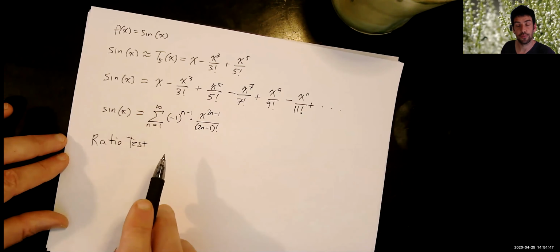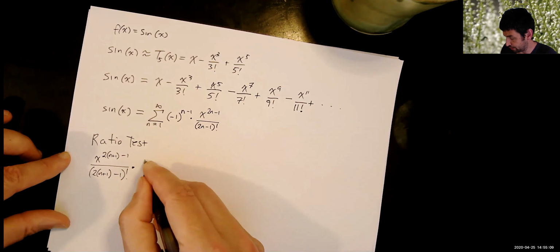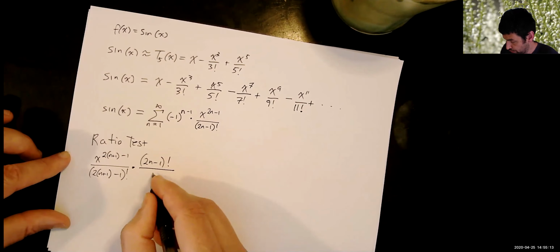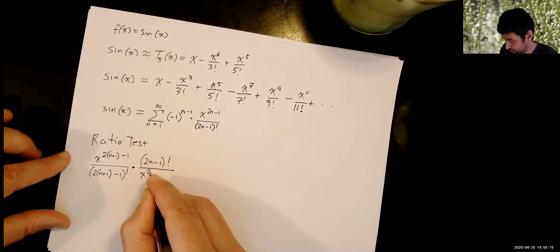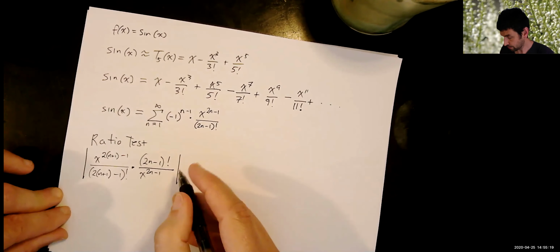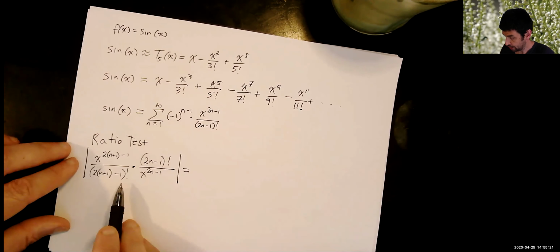I'm going to have the n plus 1th term. So that's going to look like x to the 2n plus 1 minus 1 over 2n plus 1 minus 1 factorial. And I'll just take the reciprocal of the nth term. So that'll look like 2n minus 1 factorial over x to the 2n minus 1. All of this is in absolute value. We do our algebra. So what happens?